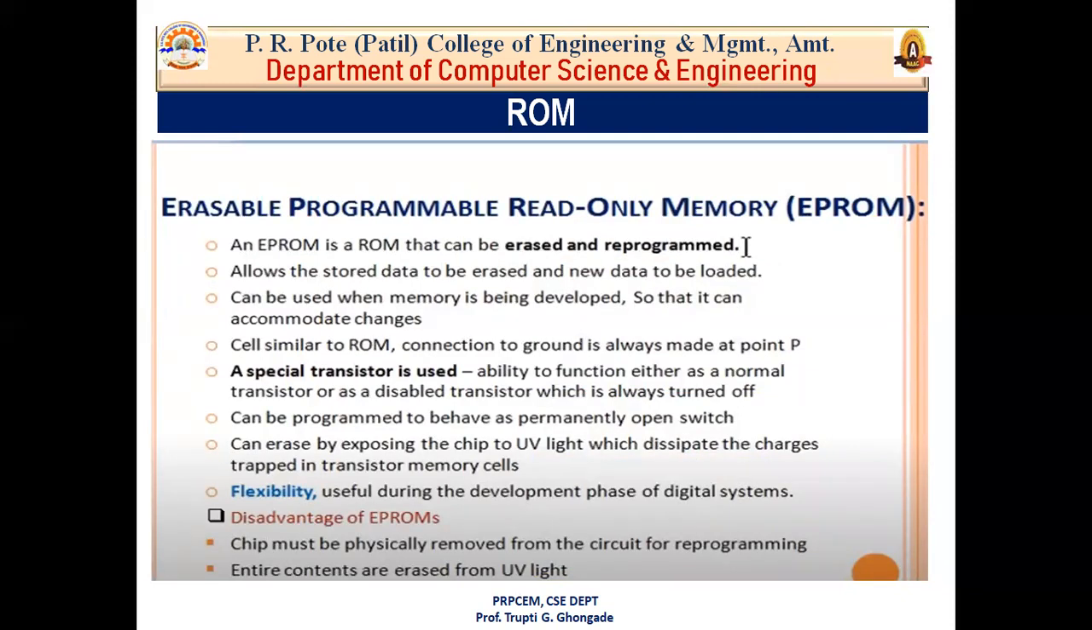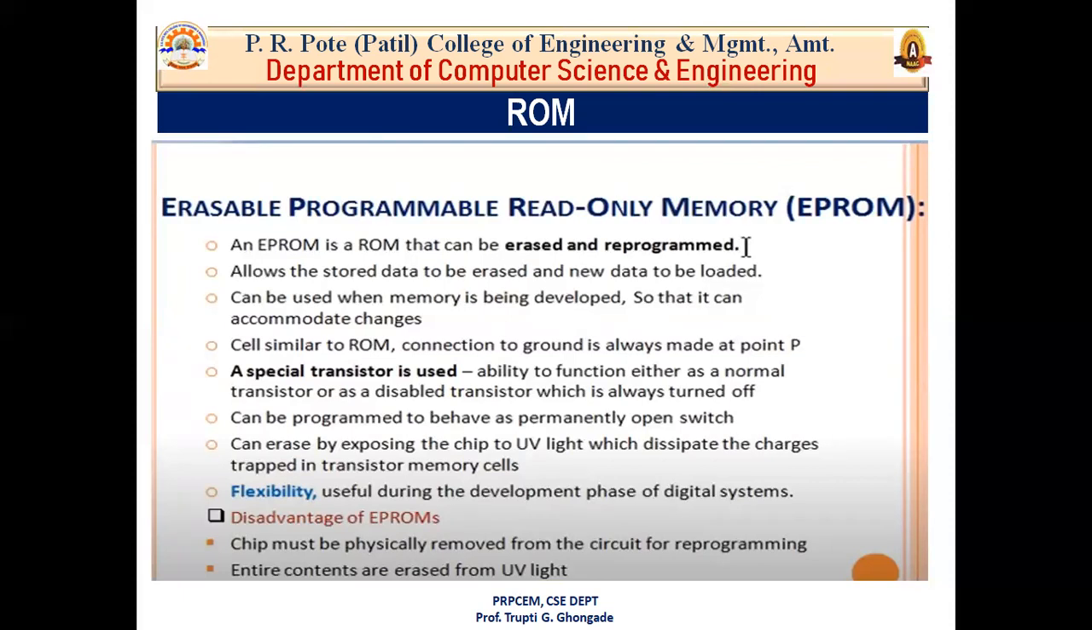So an erasable programmable read-only memory is a ROM that can be erased and reprogrammed. So if I write a value 1 to the cell, it can be erased and made 0. After making it 0, it can again be erased and made 1. That facility is not provided in programmable ROM. In programmable ROM, you can write only once. Once you write a 1, you cannot change it to 0.